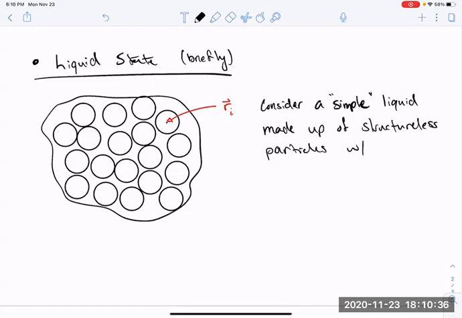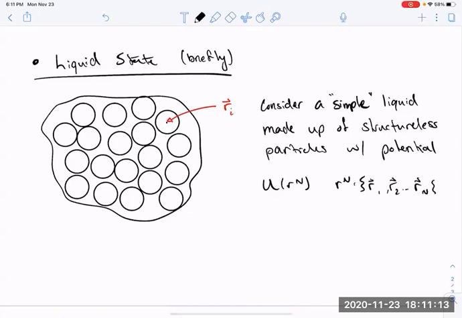Now those particles interact with each other through some potential. Let's denote that potential U. It depends on where all the particles are at one time. Let's denote those total locations as R superscript N. And what I mean by that is just some big vector of R1, R2, all the way up to Rn.